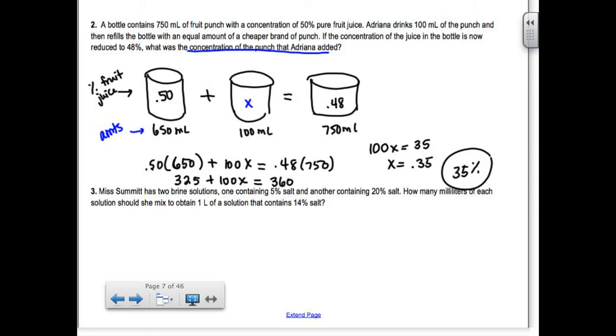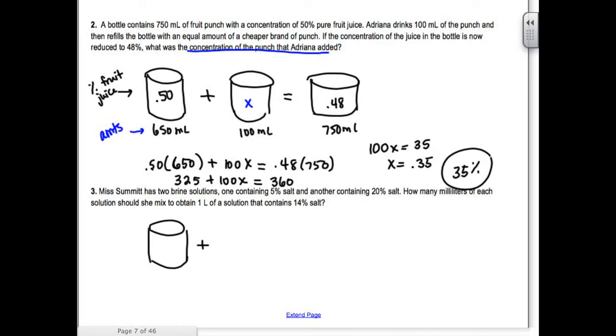All right, so Miss Summit, I should change that to Mrs. Mann now, shouldn't I? Has two brine solutions, one containing 5% salt and the other containing 20% salt. Okay, so the percent that we're talking about is salt. So that's what's going to go on the inside. So 5%, so 0.05, not 0.5, right? 0.5 is 50%. And 20%, 0.20. How many milliliters of each should she mix to obtain 1 liter of 14%?